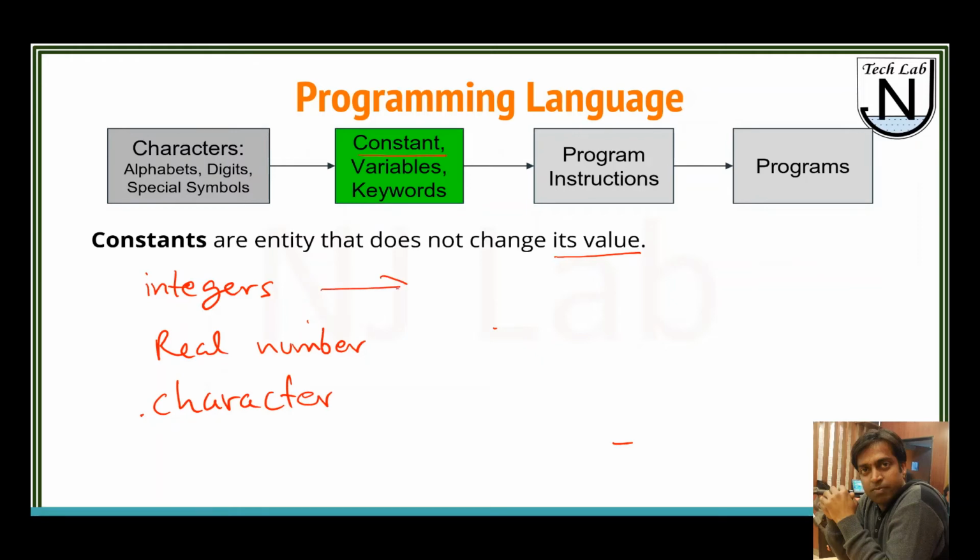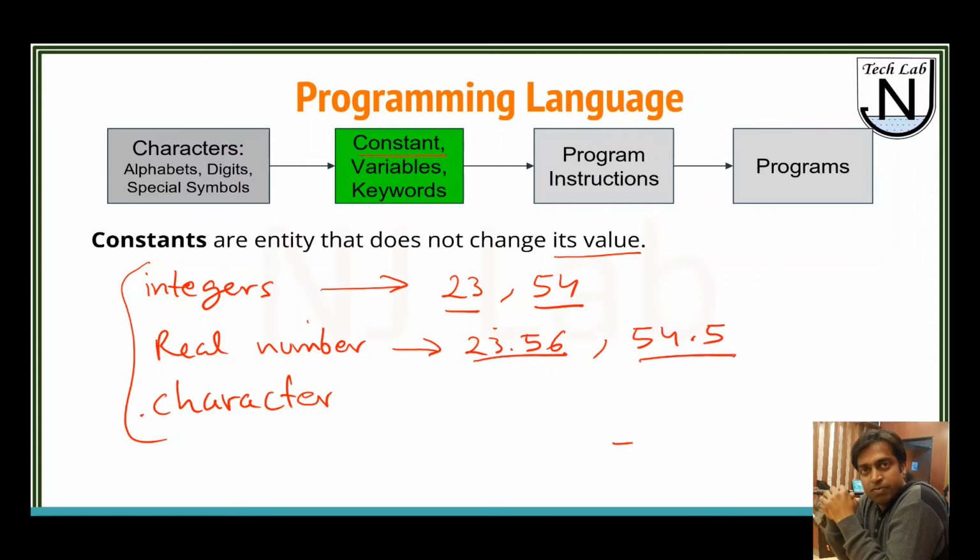If we talk about integer, these three categories come from mathematics and English, because whenever we want to write any English literature or mathematics, in mathematics we may need an integer value. So 23, 54, all these are constant values. Real number means a decimal point number, like 23.56 or 54.5. These are the real numbers, known as real number constants.